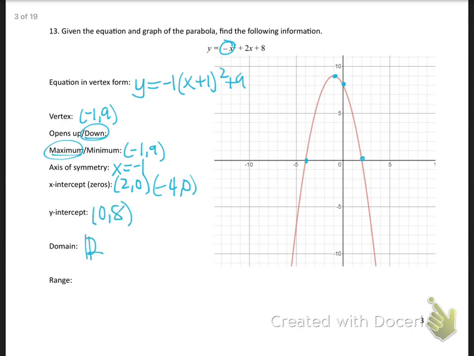Domain is always all real numbers for these guys. Reading bottom to top, it goes forever this way, and it stops at 9. So from -infinity, and it tops out at 9. Remember, you always go smallest to biggest, or most negative to positive, when you're writing the domain and range.